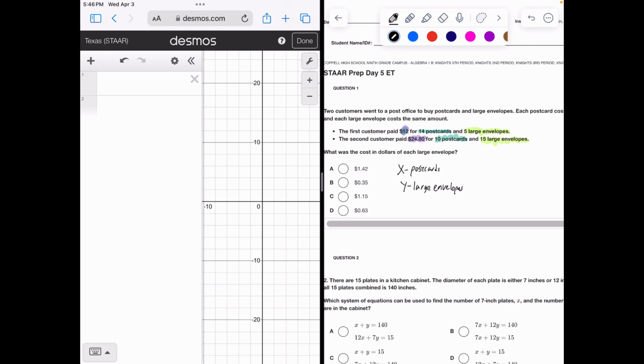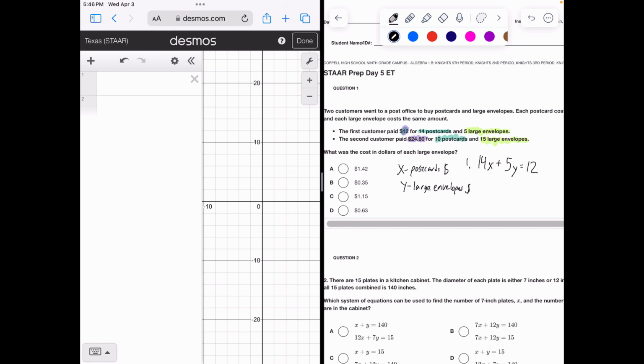So the first customer has bought 14 postcards. We don't know how much each one is. X is the cost of the postcards, and Y is the cost of the envelopes. If we have 14 postcards, we don't know how much they cost, but we do know when we add it to the cost of the 5 large envelopes, it gives us a total of $12. That is customer number 1.